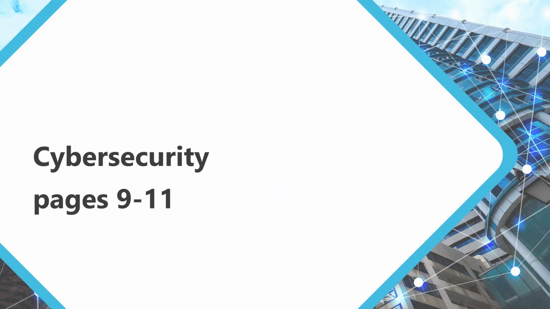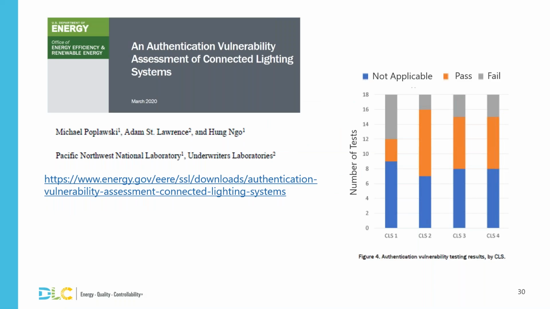And now the next topic is cybersecurity. I'll start off the cybersecurity section by mentioning a report published recently by the U.S. Department of Energy. They tested some connected lighting systems for authentication vulnerability to hackers. For instance, authentication enables human users to access system configuration and management software, and also enables machines to automatically access application programming interfaces, or APIs.